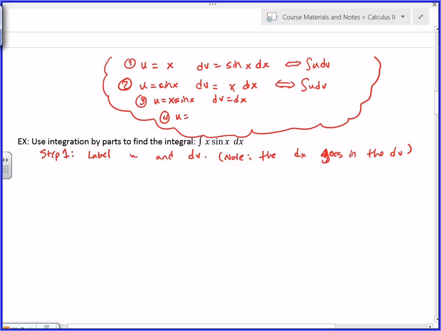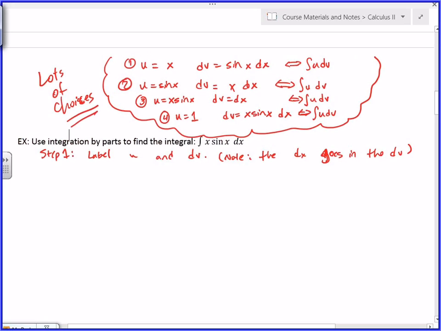You could also do u is just 1, and then dv is x sine of x dx. All of those make the integral the same thing as integral u dv. That integral sign turned into much more of an s than an integral sign. So lots of choices. Which one's going to be the right one?